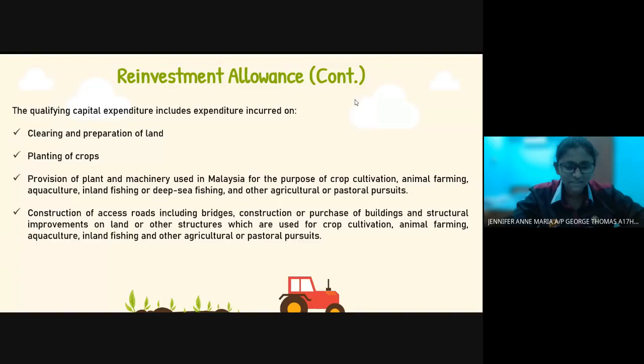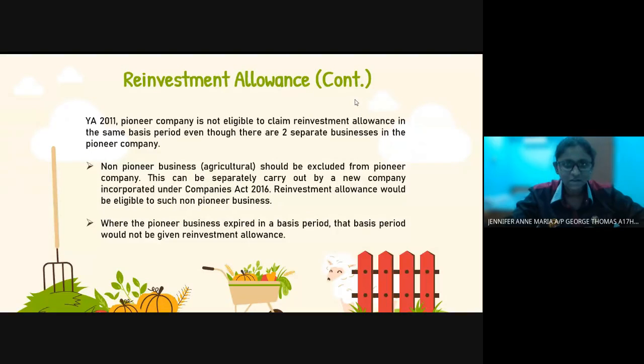Next. Okay, so with effect from year of assessment 2011, a Pioneer Company is not eligible to claim reinvestment allowance in the same basis period, even though there are two separate businesses in the Pioneer Company. It means that the non-Pioneer business in agriculture should be excluded from the Pioneer Company, so that the non-Pioneer business will be given the reinvestment allowance. Meanwhile, for the Pioneer business that expired in a basis period, that basis period will not be given the reinvestment allowance.